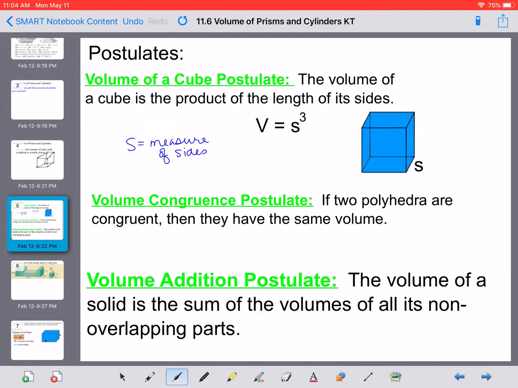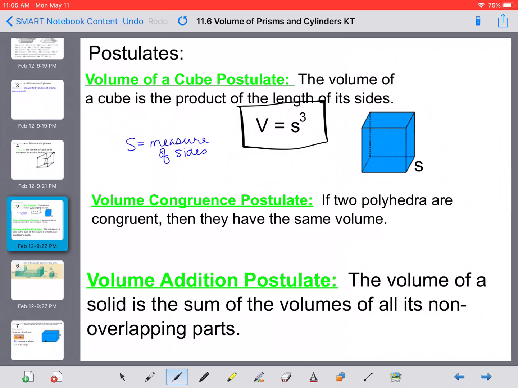So, here are some postulates we need to know. The volume of a cube postulate: the volume of a cube is the product of the lengths of its sides. In other words, and this only works for cubes, if you find the side length, you can use this equation: volume equals the length of the side cubed.